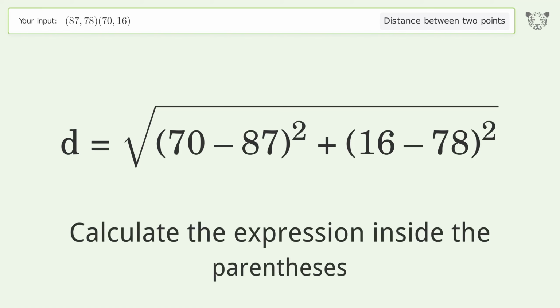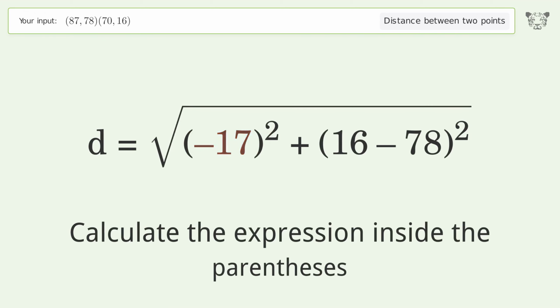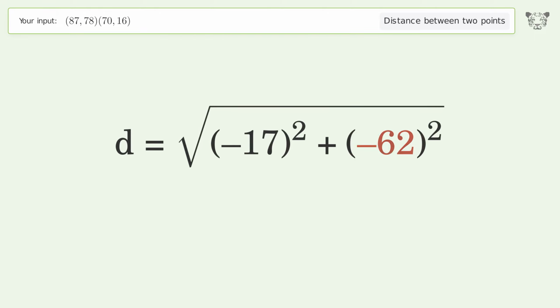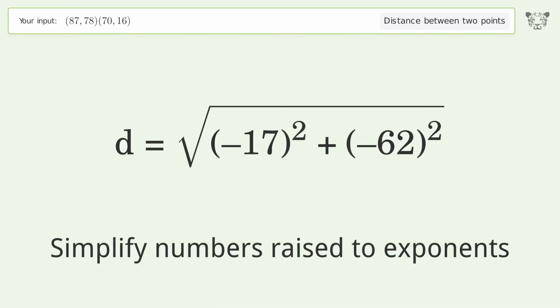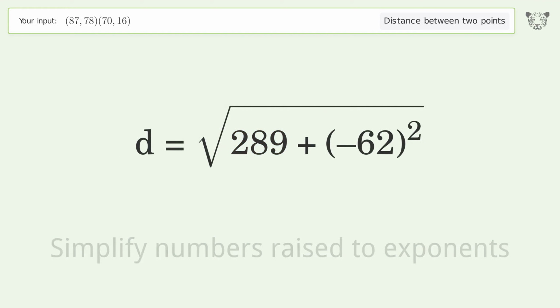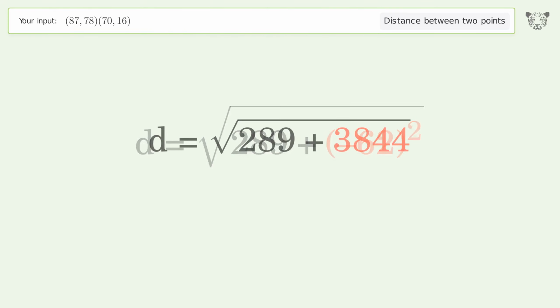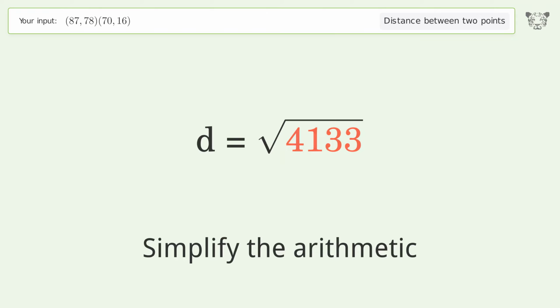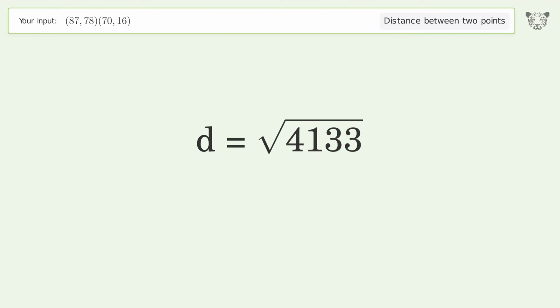Calculate the expression inside the parentheses. Simplify numbers raised to exponents. Simplify the arithmetic. And so the distance between the 2 points is the square root of 4133, or 64.288.